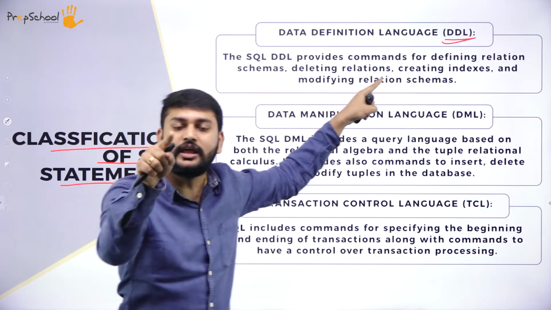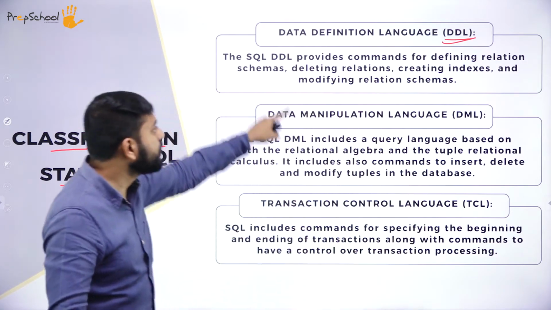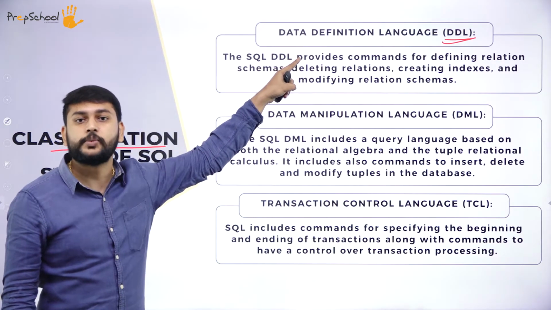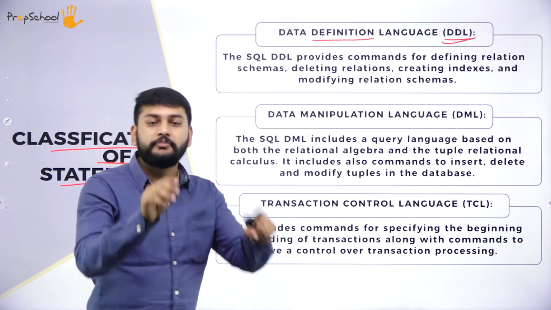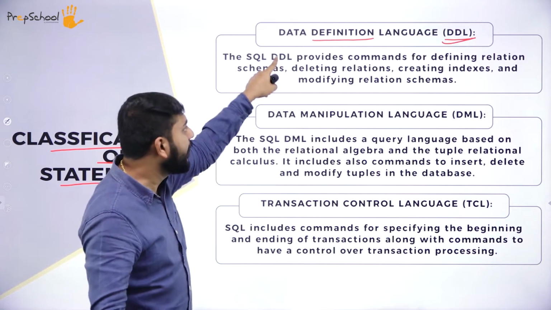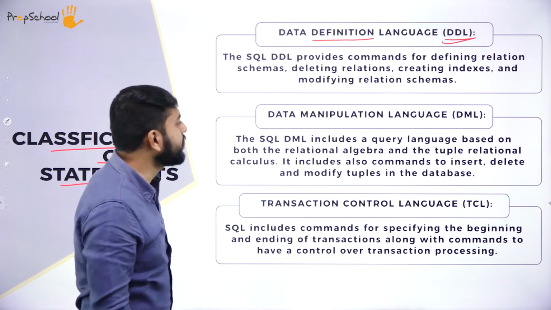If I want to do anything with respect to the structure, with respect to the schema, I will be using this data definition language. Please understand the word. I'm trying to define the table with the help of the data definition language. So what is the next one that I have?